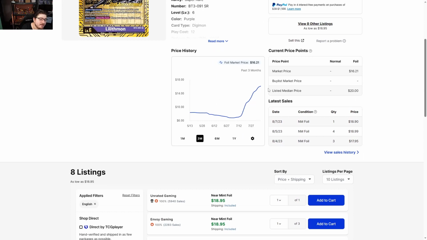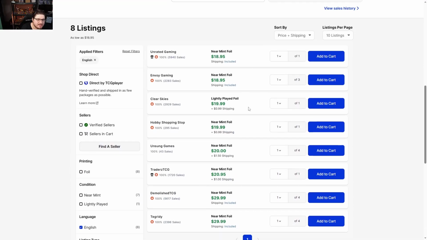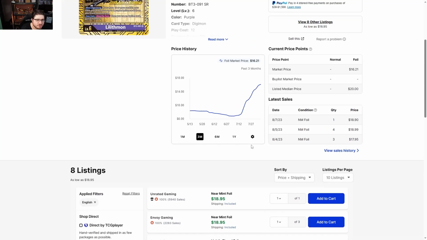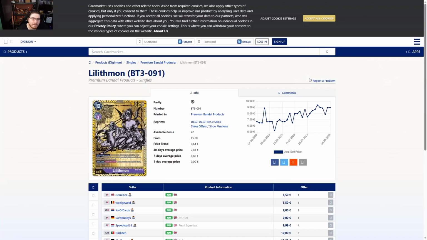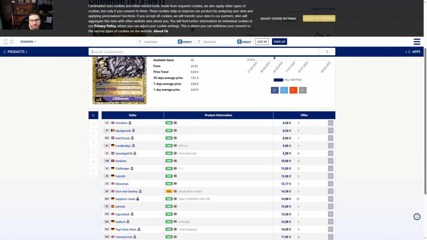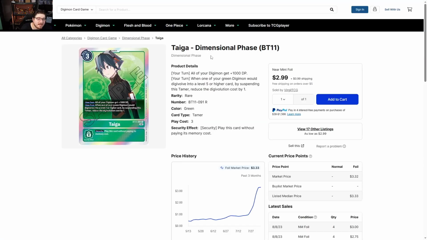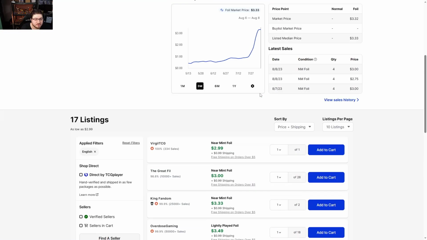Lilithmon, second anniversary. Almost gonzo. Eight listings. Plenty of copies, but it's holding strong in that $20 range. And it's just going to go up from there. Europe side looking like €8.50. You can get a playset for €10 a pop. So $40. Not bad.